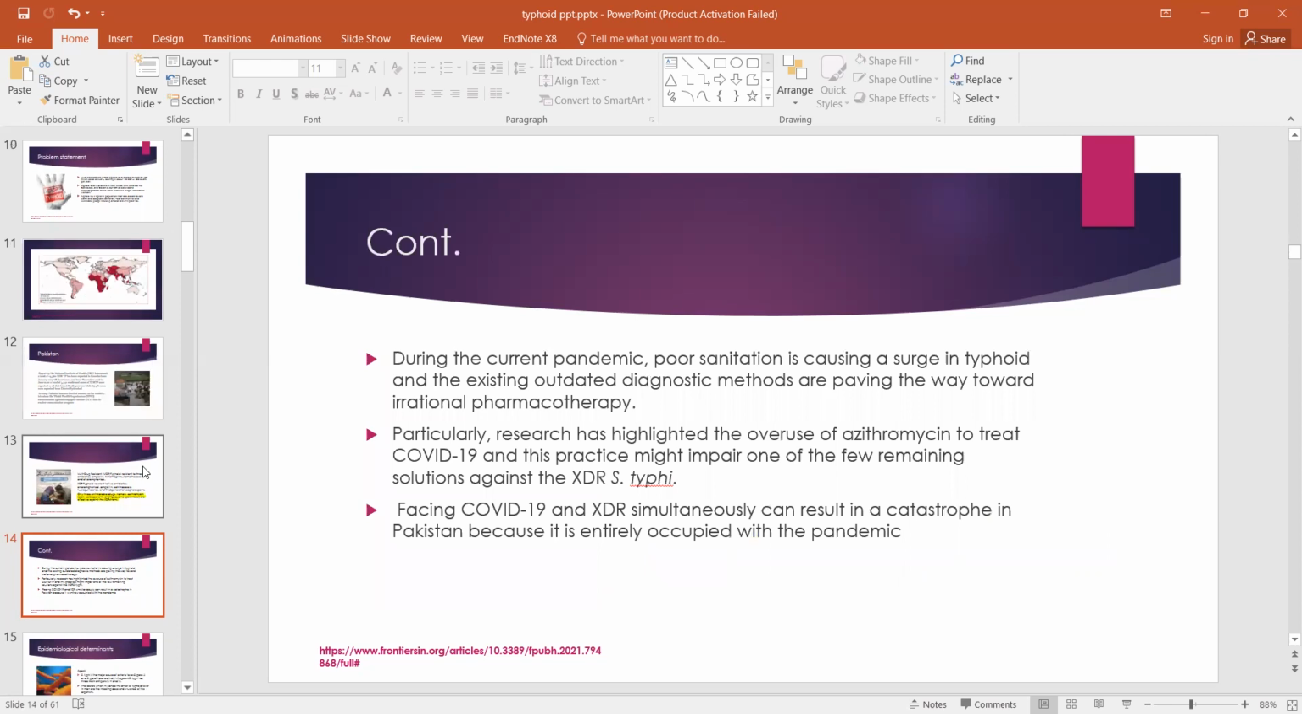During the current pandemic, poor sanitation is causing a surge in typhoid, and the existing outdated diagnostic methods are paving the way for irrational pharmacotherapy. Particularly, research has highlighted the overuse of azithromycin to treat COVID-19, and this practice might impair one of the few remaining solutions against extensively drug-resistant Salmonella typhi. Facing COVID-19 and extensively drug-resistant typhoid simultaneously can result in a catastrophe in Pakistan because it is entirely occupied with the pandemic.